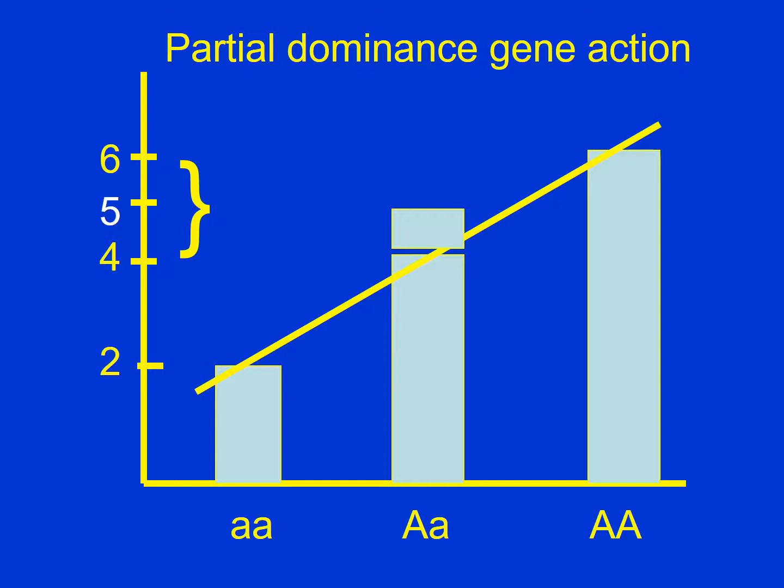So if we have a value in this range here, anywhere less than here, but more than the average of the two homozygous genotypes, anything in this area here, if we have a value in here, we say we have partial dominance or incomplete dominance.